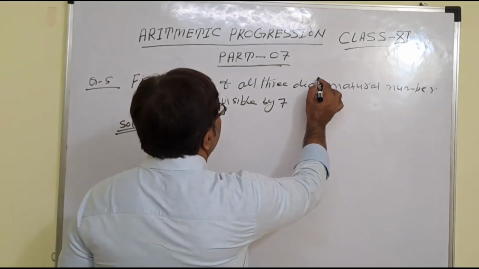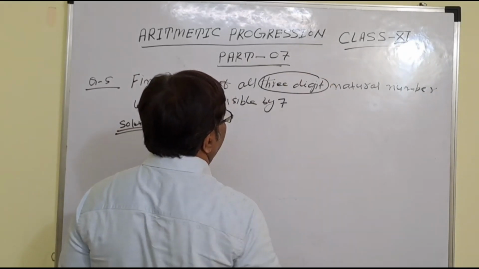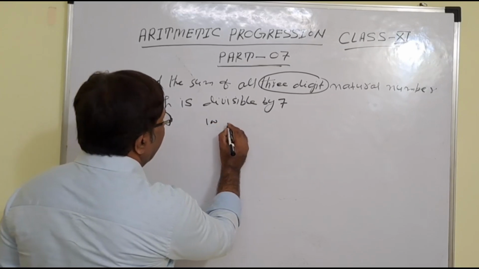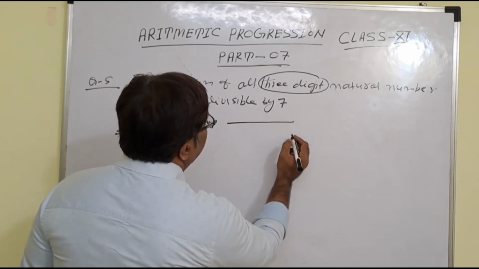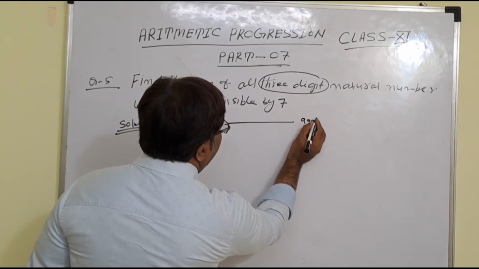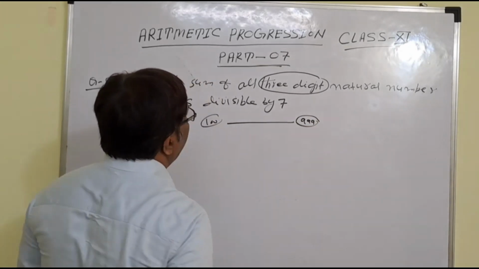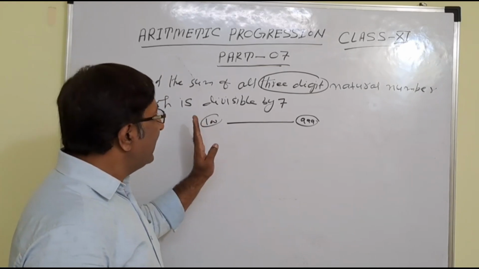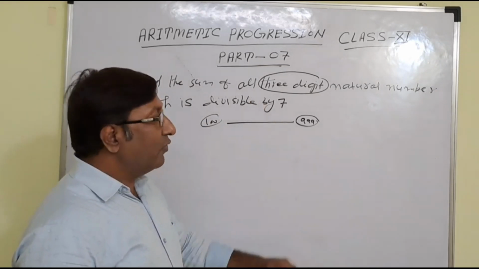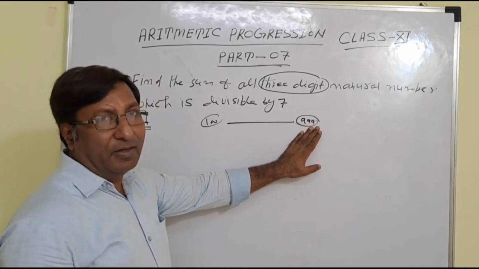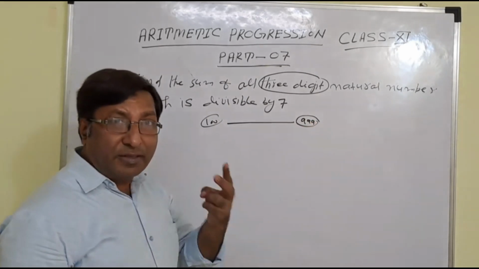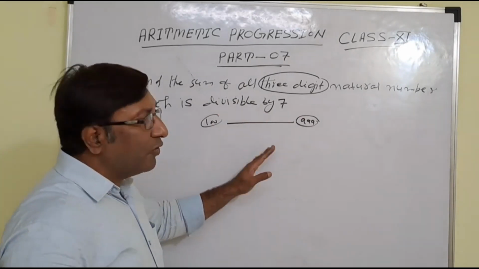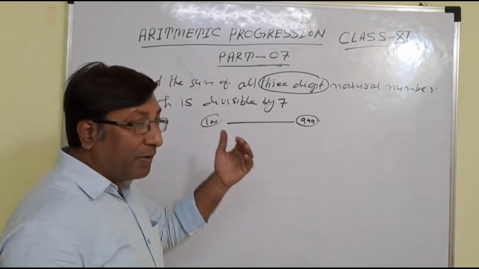So you know 3-digit numbers. The smallest 3-digit number is what? 100. And the greatest 3-digit number is what? 999. So we have to check what is the first 3-digit number which is divisible by 7, and what is the greatest number of 3 digits which is divisible by 7. And the common difference will always be the same because it is divisible by 7.